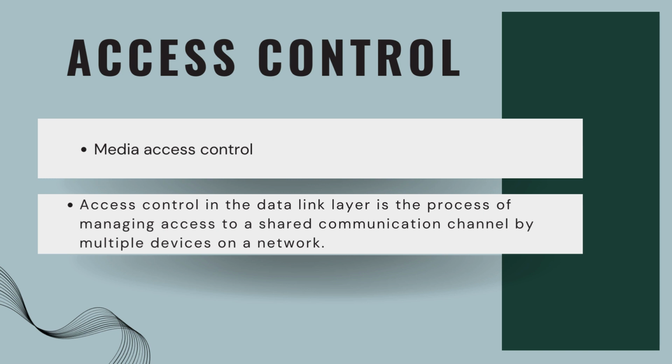This is about access control in computer networks. Access control is a critical service provided by the data link layer, and it plays a vital role in managing access to a shared communication channel by multiple devices on the network. Access control in the data link layer is the process of managing access to a shared communication channel by multiple devices on the network. It ensures that each device on the network has a fair chance to transmit data without interfering with other devices or transmissions.